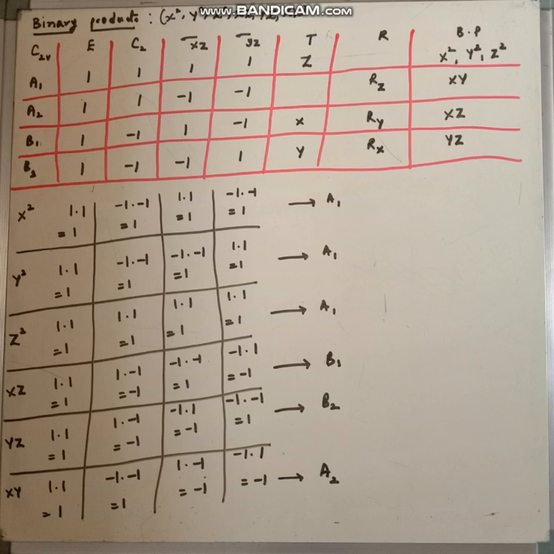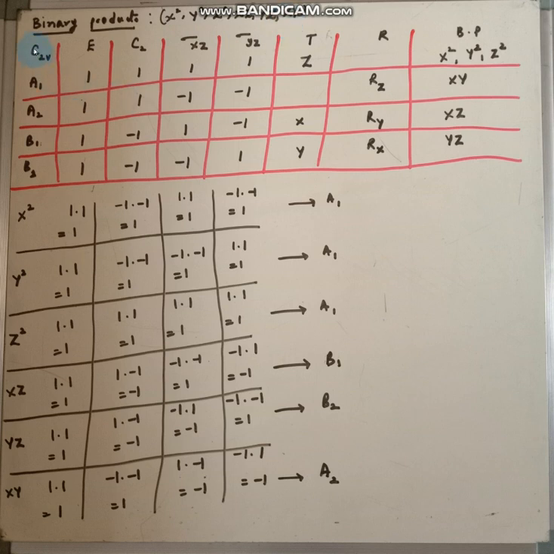Now we shall consider the binary products of the C2v point group. What do binary products mean? If you express in terms of x square, y square, z square, xz, yz, xy, it is called binary products. That means you should multiply x into x, y into y, or z into z, as well as xz, yz and xy.